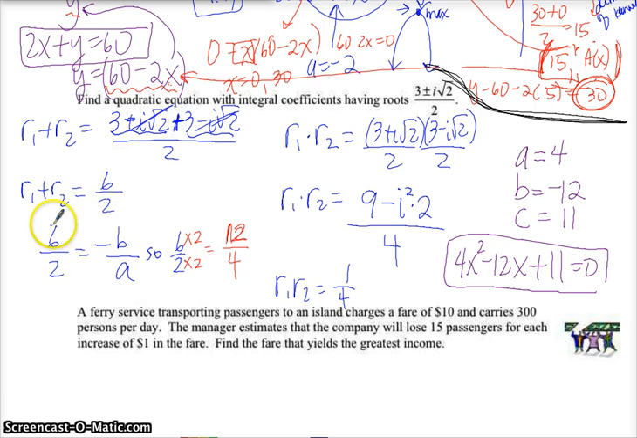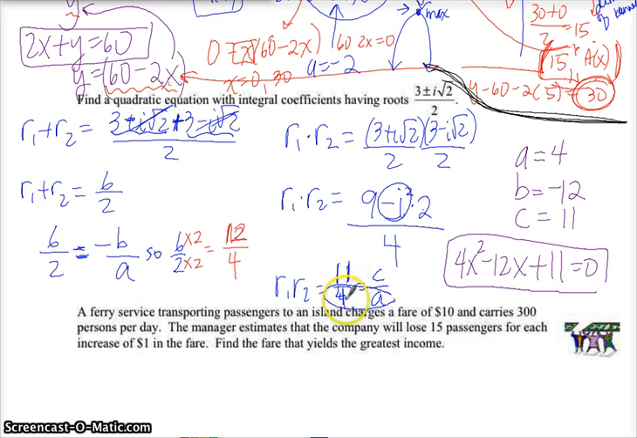Now I didn't reduce it again because I need to wait and see what's going to happen with my C over A. And then I multiplied root 1 times root 2, and I get 11 over 4. So 9, this double negative turns into a positive 2, so it's 9 plus 2, which is 11 fourths. So if R1 times R2 equals 11 fourths, that's C over A, which means A has to be 4.